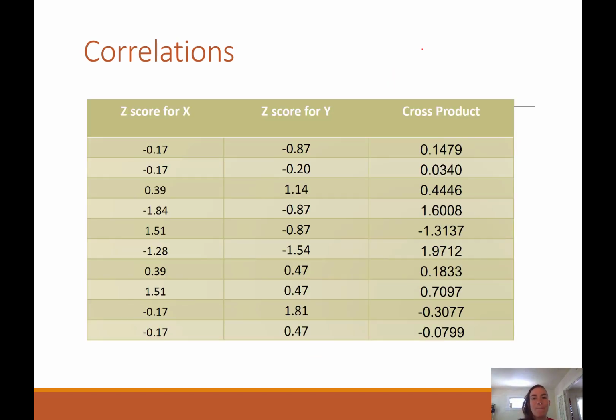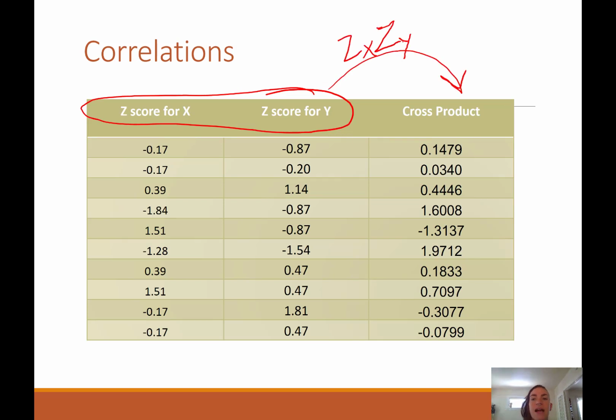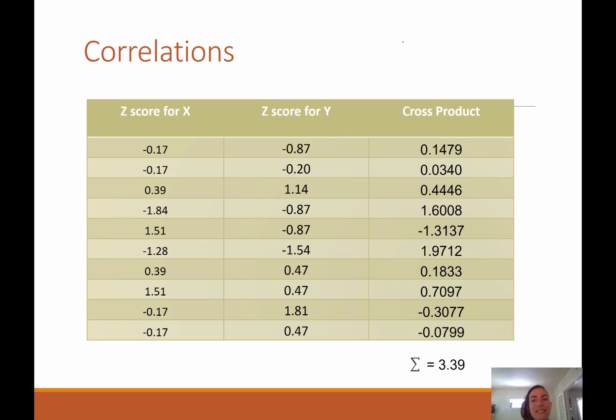Okay, and I've just combined that information onto a single slide. So we just calculated all the z-scores for x and the z-score for y, and we multiply those together to get cross products. Zx times zy is the cross product. So every person has their own cross product. Then we can take the sum of the cross products. If we add those all up, we get 3.39.